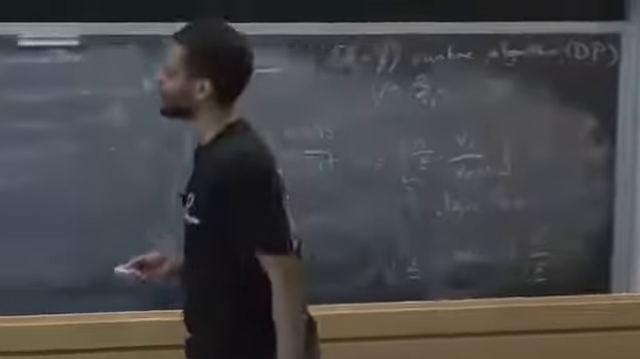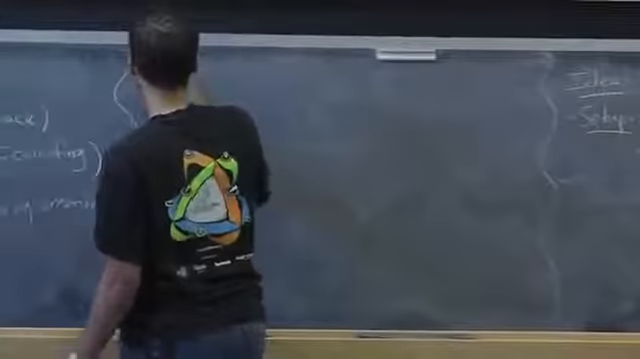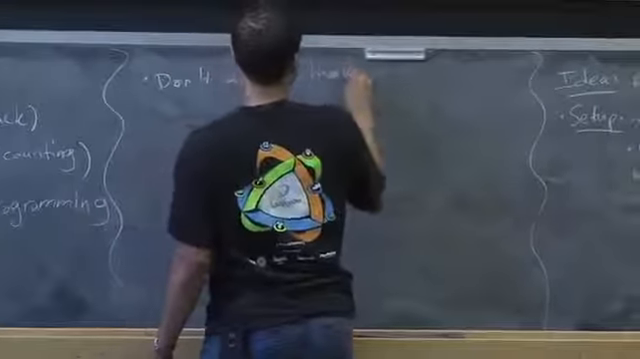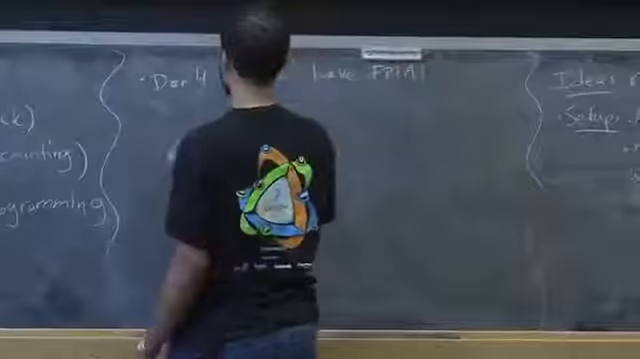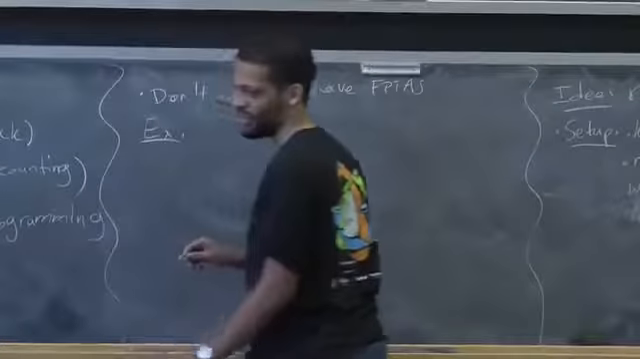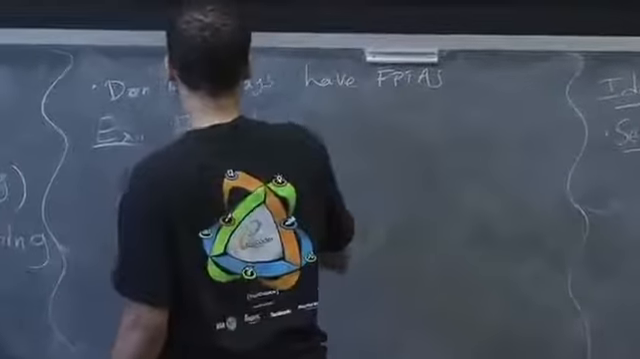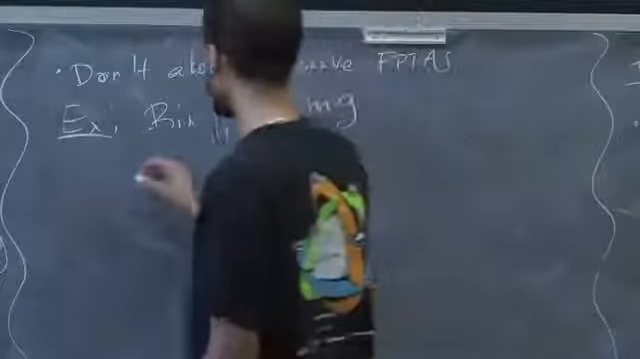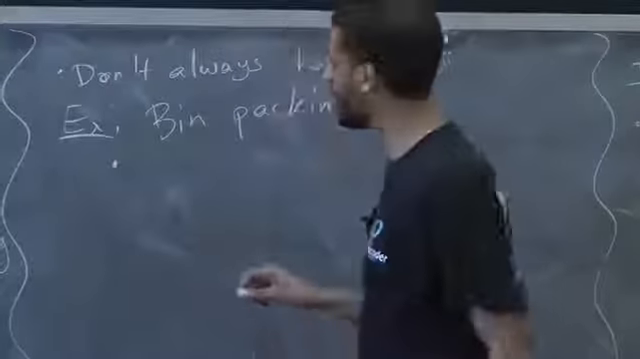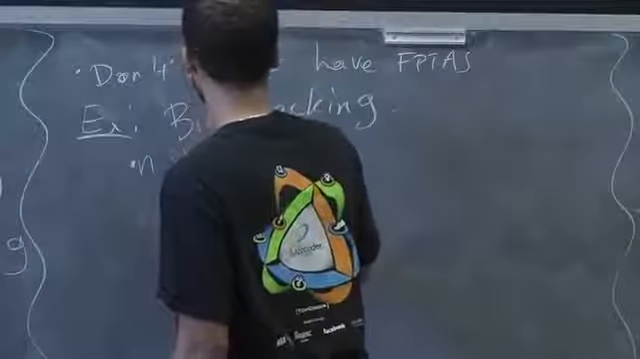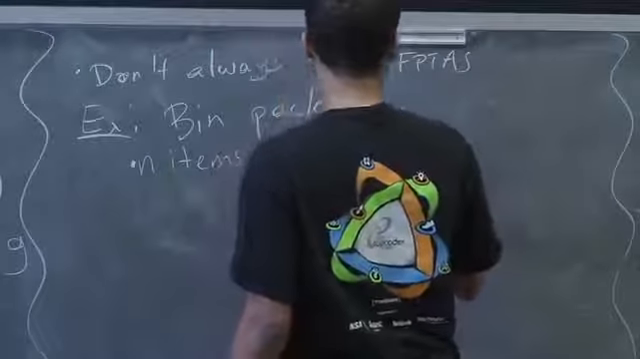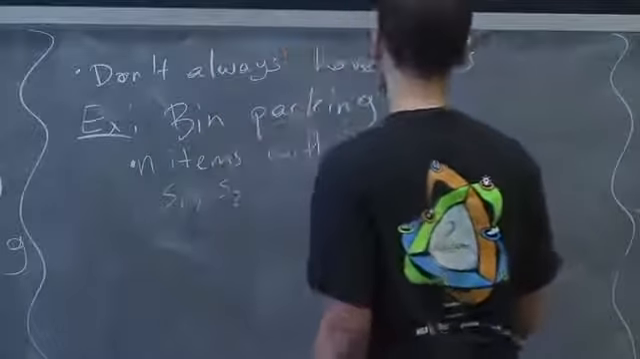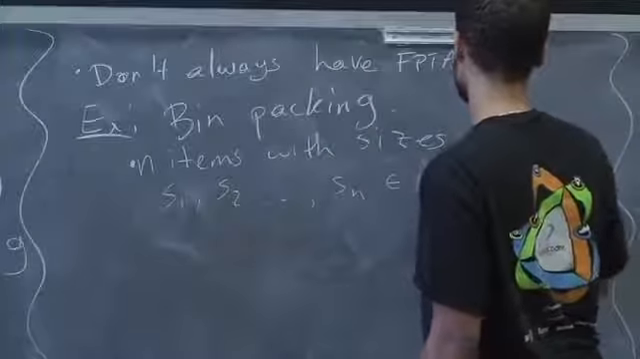So you don't always have an FPTAS. Let's give a very simple example: bin packing. In bin packing, what's the input? There are n items with sizes S1, S2, up to Sn. And all those sizes are in the range from 0 to 1.